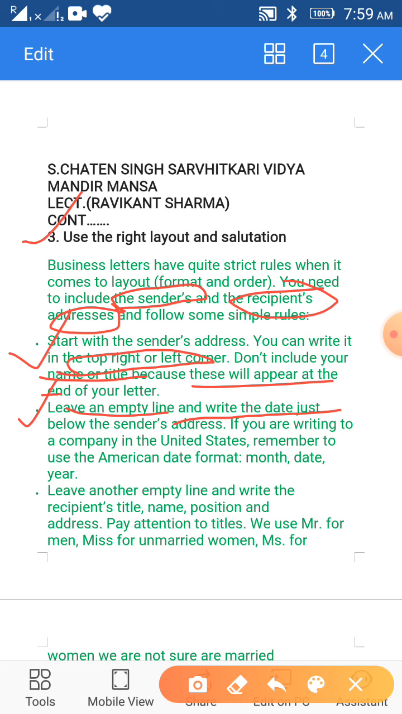Very important point. Below the sender's address, if you are writing to a company in the United States, remember to use the American date format: month, date, and year. And if you write an Indian letter, write date, month, and year as usual. Next, leave another empty line and write the recipient's title, name, position, and address.